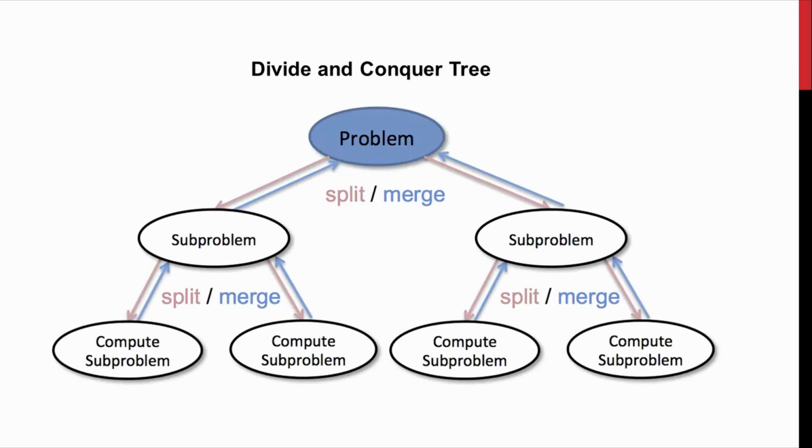The divide and conquer algorithm works, as explained with this tree structure, by recursively breaking down a problem into two or more sub-problems of the same or related type until these become simple enough to be solved directly. As shown in the tree, the solutions of the sub-problems are then combined to give a solution to the original problem.